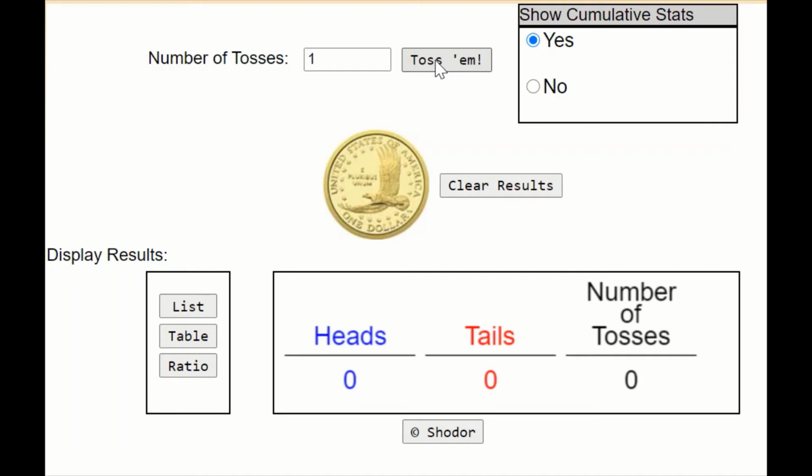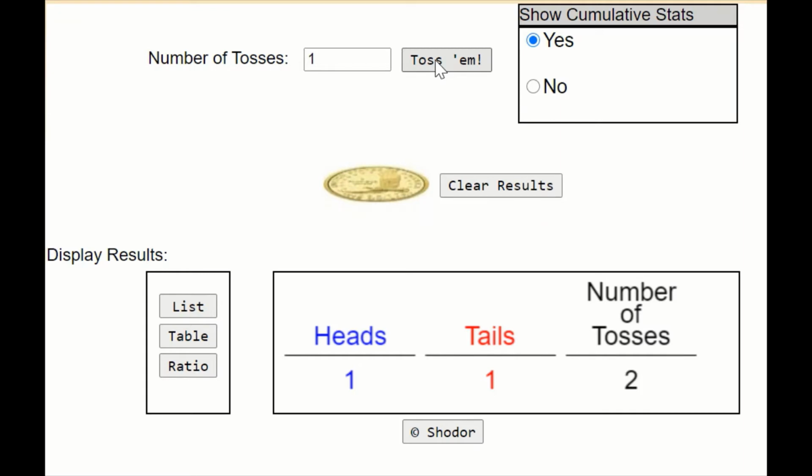This simulator allows us to simulate one toss at a time, or up to 1,000 tosses at a time. So I'm going to start with just one at a time, and I'm going to start by tossing this coin. And the first toss comes up tails. And remember, we're looking to see how many tails we get divided by the total number of tosses. That's going to give us our relative frequency.